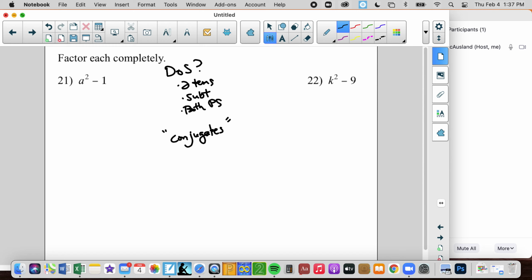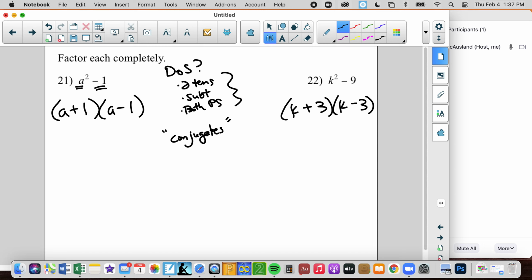So the way I do that is I take the square root of my first term, which is k squared. I take the square root of my last term, which is 9, and I'm going to have identical numbers and variables, and I just have to have opposite signs. So square root of k squared would give me k. Square root of 9 would give me 3, so I have k and 3, and I know my signs are going to be opposite because it holds these 3 characteristics. So that's the shortcut for that.